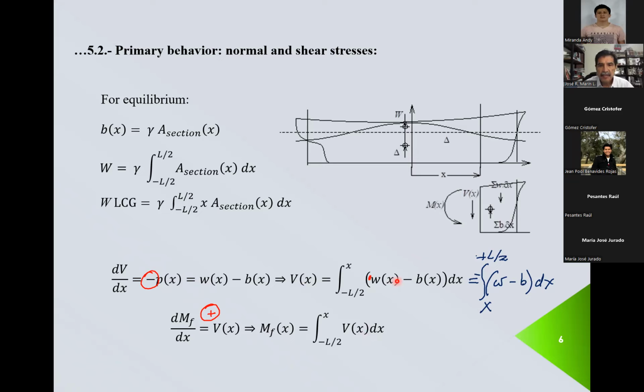In some cases, specifically for this one here, W of x has a very strange distribution. For example, you have a bulkhead, so between bulkheads you have a large weight, for example because of the cargo, and then in the next compartment there is nothing. So there is a sudden change in the weight distribution curve. So these integrations are kind of long to develop. What we can do is numerically integrate, but we have to use a very small delta x in order to have a good approximation.